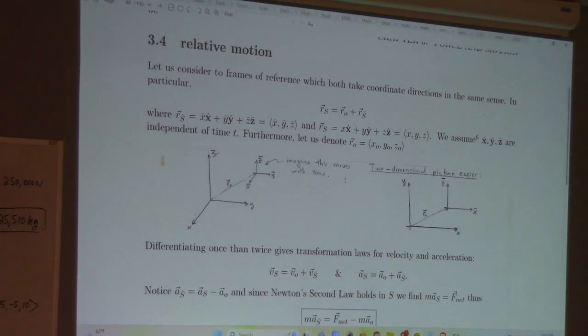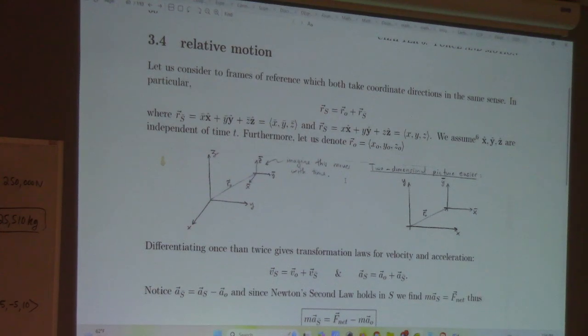All right, so in other words, you could parallel translate this x-axis to the x-bar axis. You could parallel translate the y-axis to the y-bar axis. You could parallel translate the z-axis to the z-bar axis. Another way to say it, x hat is equal to x bar hat, y hat is equal to y bar hat, z hat is equal to z bar hat. They have the same unit vectors. All right, that's what we're assuming.